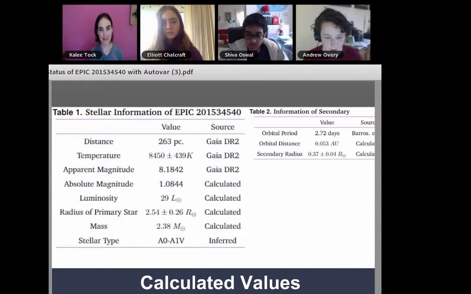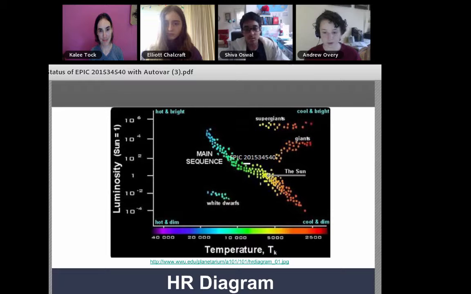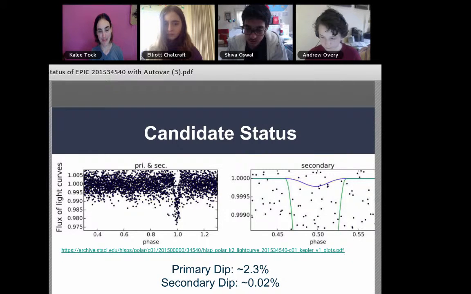And then the star type: it's a type A star, which puts it straight in the middle of an HR diagram based on its luminosity and temperature. And here's an HR diagram with an example. As you can see, it is slightly tending towards the hot and bright area, but it is fairly in the middle.